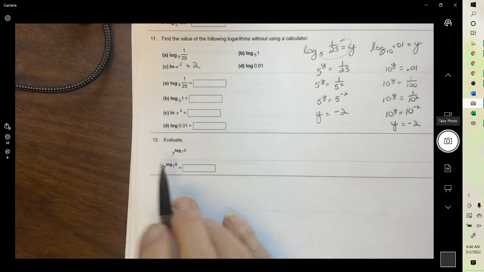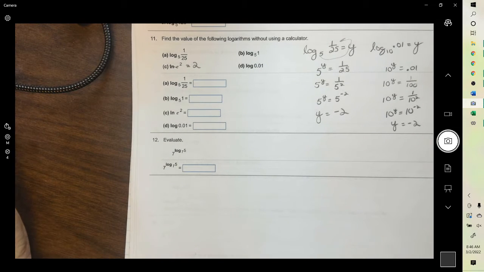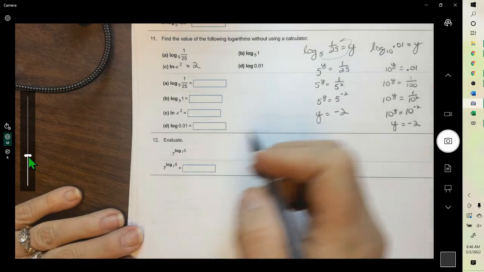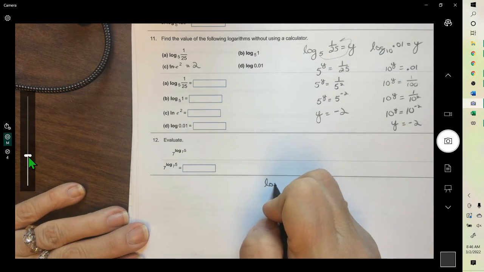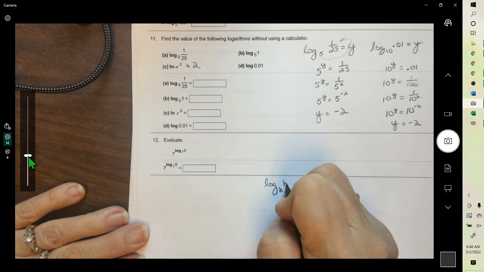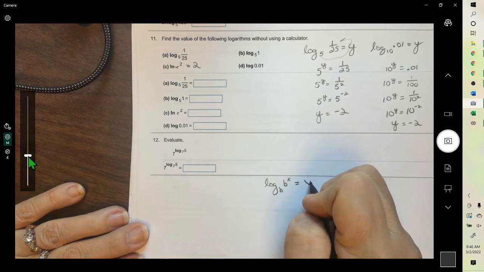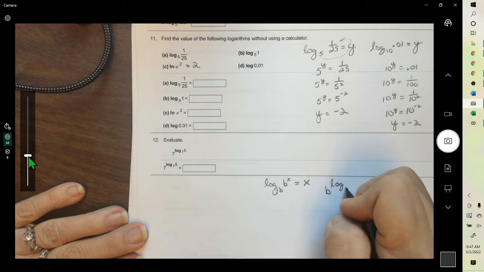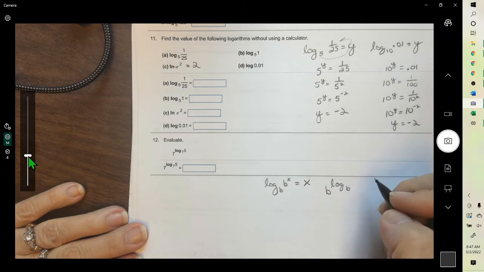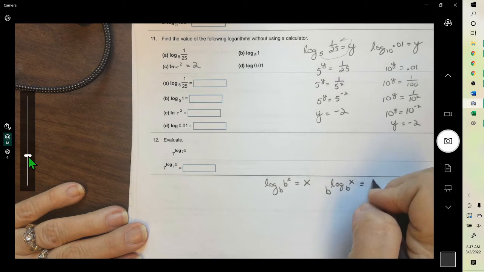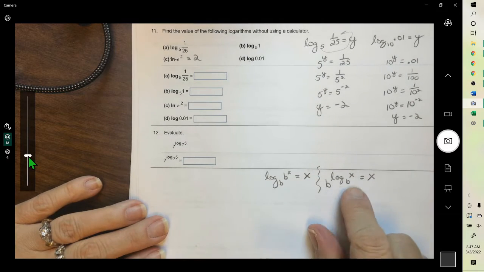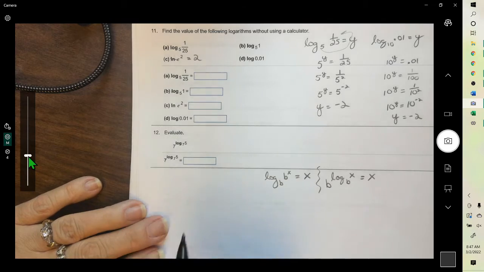When the log and the base are the same, they're also inverses. You can cancel them because the formula is log base b of b to the x equals x. So we have this case here. It's just 5.